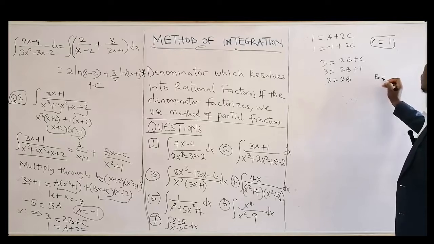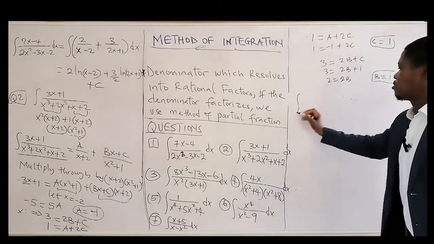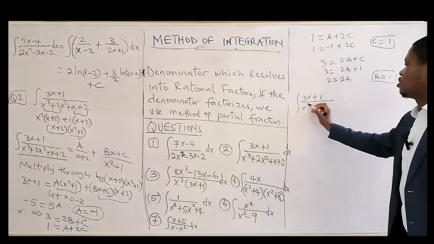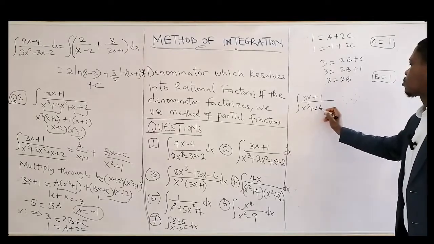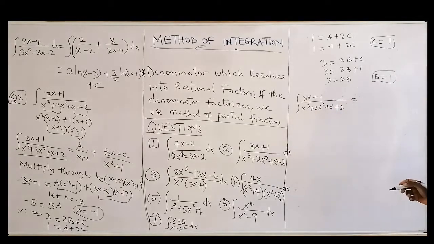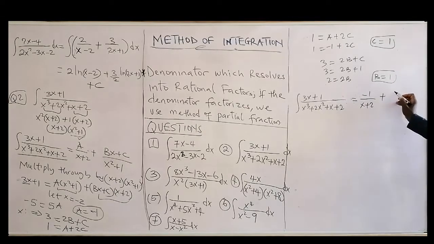So b is also 1. Okay, so we can now go back to the question. The integral of (3x plus 1) over (x cubed plus 2x squared plus x plus 2) is equal to, my a is what? A is minus 1 over x plus 2, then plus b, my b is 1, and then my c is also 1, all over x squared plus 1.